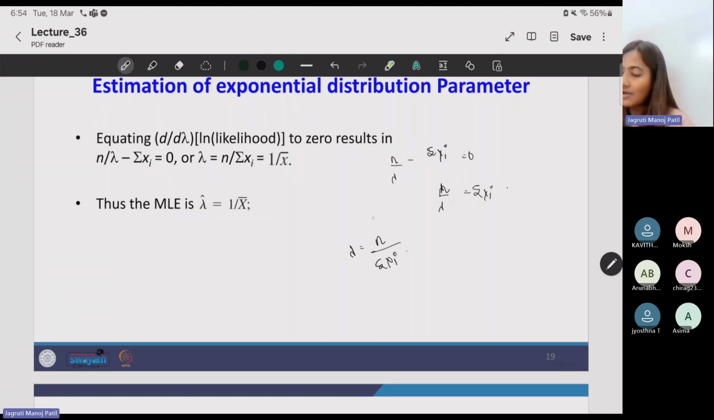Now this is something that we have seen previously, but what we have seen is summation of xi by n. So this is that 1 by x bar. So for the exponential distribution, the parameter is equal to the inverse of the sample mean that we have. Okay, so this is how we computed the maximum likelihood estimator.